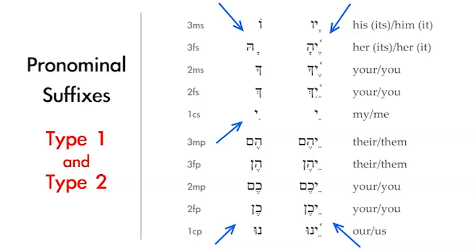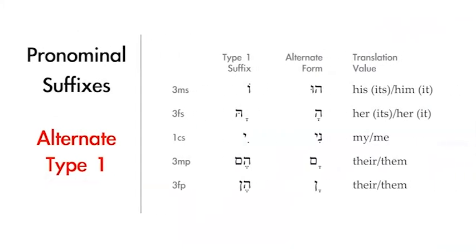Later, I'll give you a particular paradigm that's the most helpful one to learn for memorizing the pronominal suffixes. On the screen now, you'll see that certain type 1 suffixes have an alternate form. The normal type 1 suffix appears in the left column. The alternate form appears in the right column. Once again, there's going to be similarity between the type 1 suffix and the alternate form, and you'll need to memorize these alternatives. Begin with the 3ms.